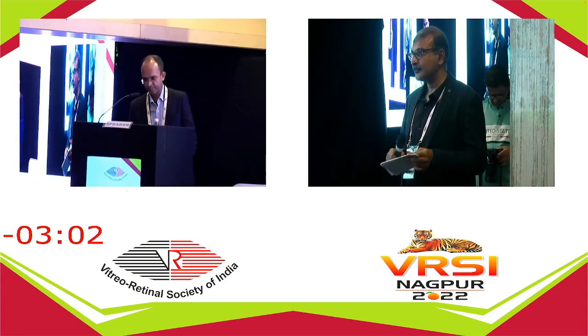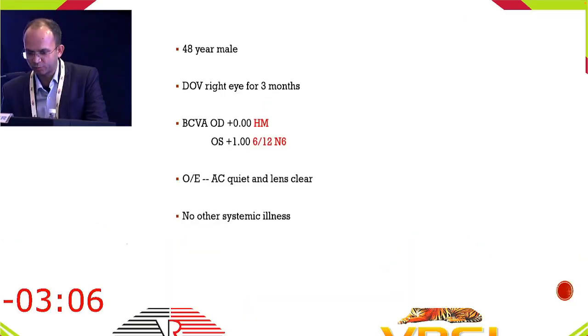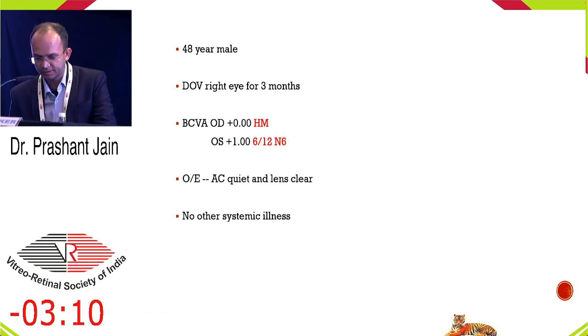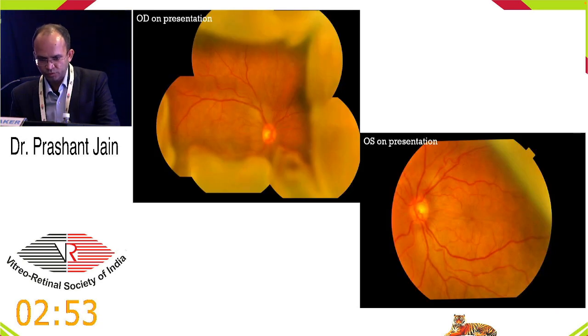Evening all. I'm presenting a case of a 48-year-old male who presented to us with diminution of vision in the right eye for the past 3 months. Best corrected visual acuity in the right eye was hand movement, in the left eye 6/12 with plus 1. On examination, AC was quiet, lens was clear, AC was shallow. There was no other systemic illness. On fundus examination, in the right eye, there was 360 degree choroidal detachment with serous retinal detachment. In the left eye, there was choroidal detachment in the periphery with few ILM folds.